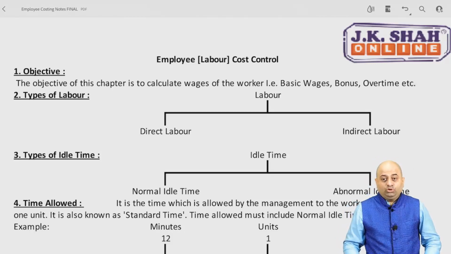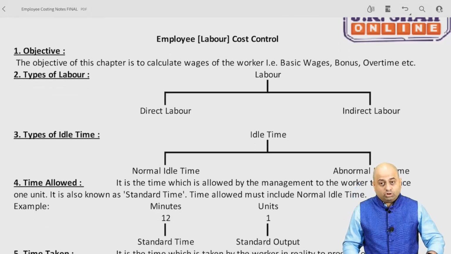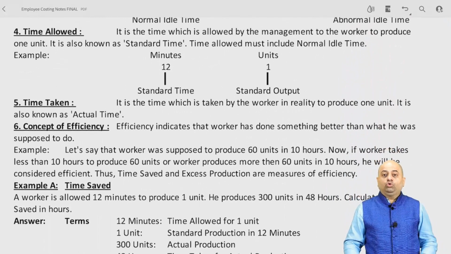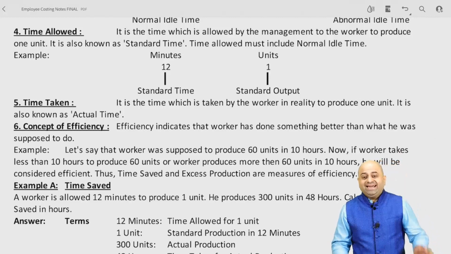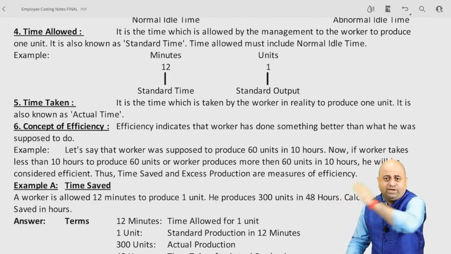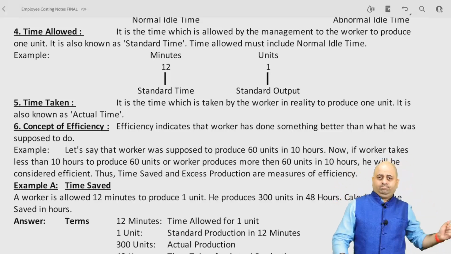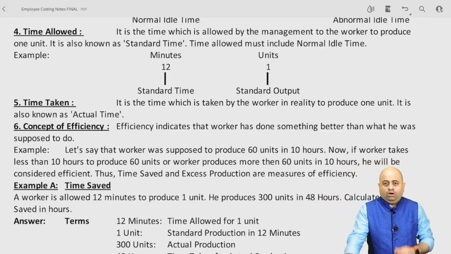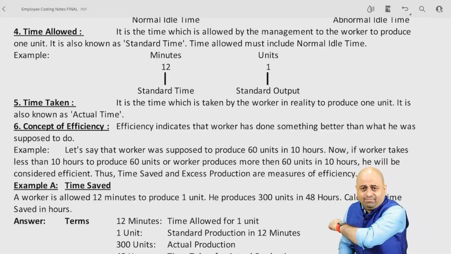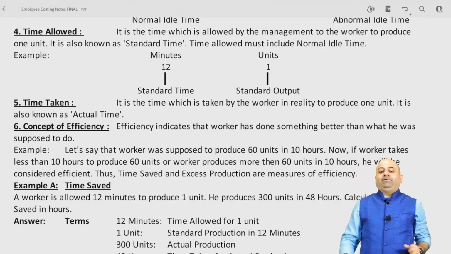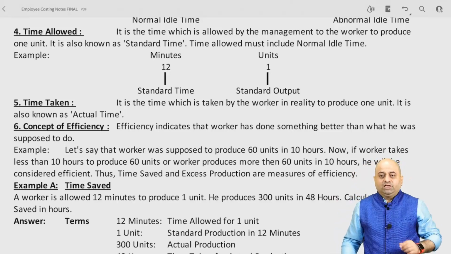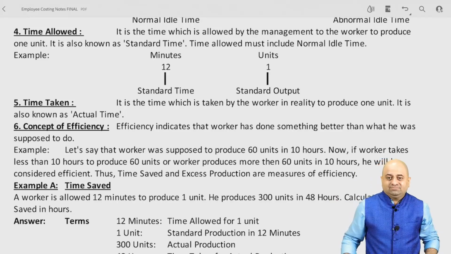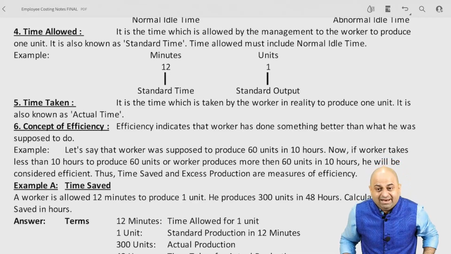Now we move on to a few of the most important concepts for solving this chapter. Guys, please concentrate. I humbly request all of you to concentrate, please. Time allowed. What is time allowed? It is the time which is allowed by the management to the worker to produce one unit. For example, management says to the worker that you produce one unit in 12 minutes.